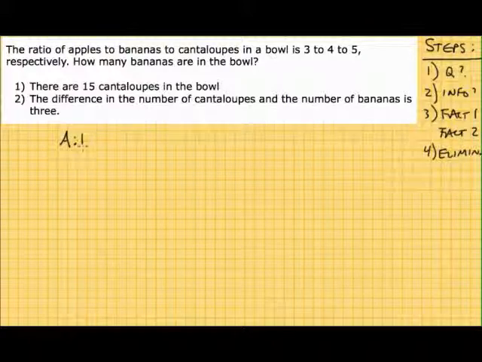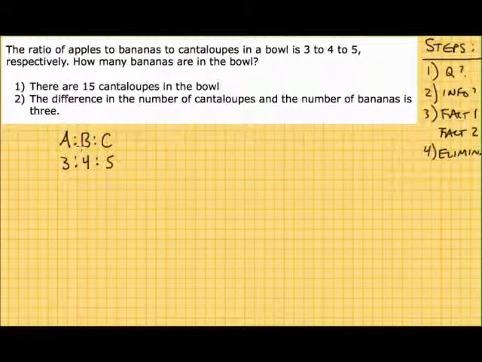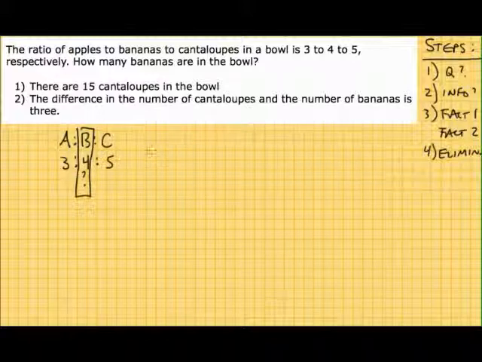The information tells us that we've got a ratio of apples to bananas to cantaloupes in the ratio of 3 to 4 to 5. And then the question asks, well, how many bananas are actually in this bowl? We don't know how many are there, we just know what the relationship is from one type of fruit to another. But you do notice the ratios.